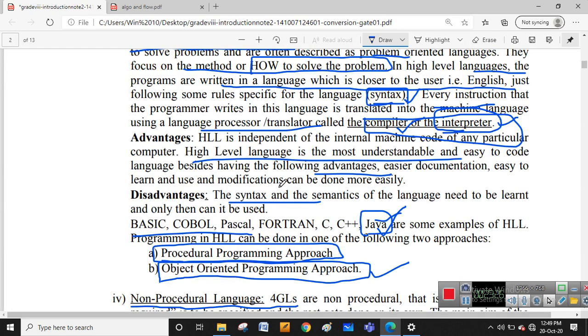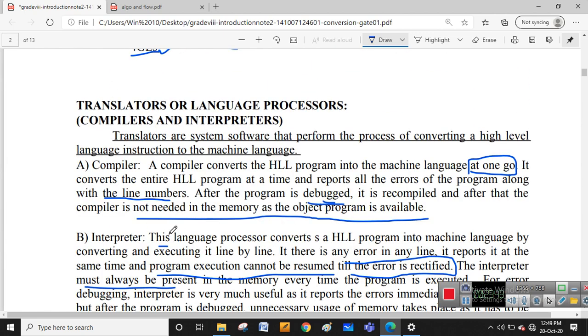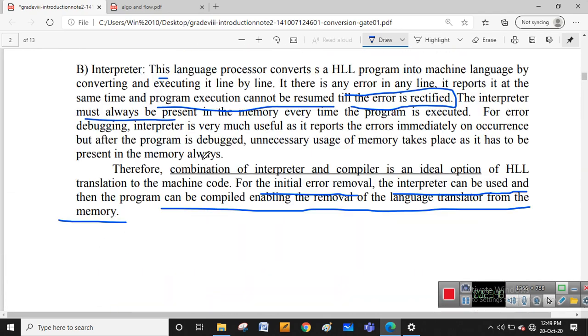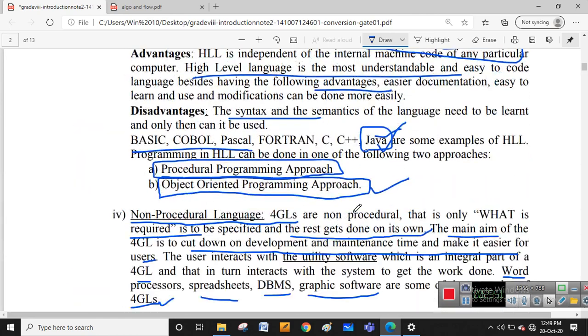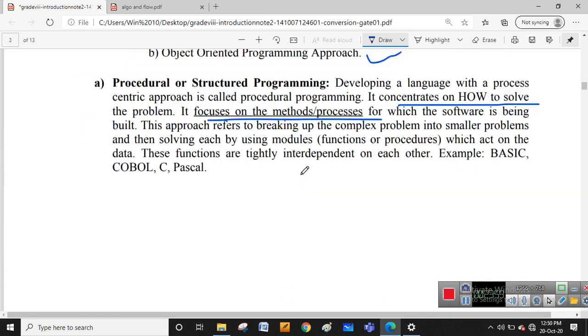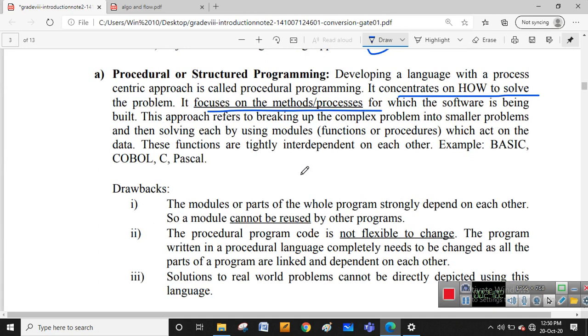उसके बाद जो language आया था, that is high level language. In high level language we solve the problem with how to solve it, and we use two language translators, that is compiler and interpreter. Different programming approaches we have, that is procedural and non-procedural programming approach. Non-procedural में आप concentrate करेंगे what is required rather than how it is to be done. Okay, that we saw. So this is the basic introduction of the programming language.